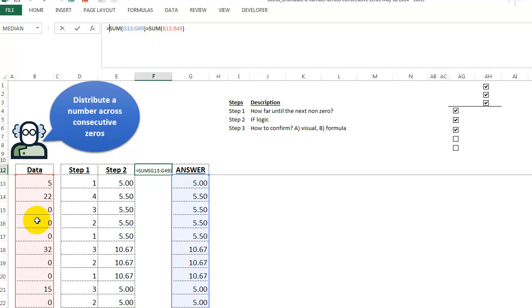Because remember how we want to take the 22 and equally split it across 4 cells, which adds up to 22 in the end. So really, the total of this area should equal the total of that area. So I get true because it adds up properly.